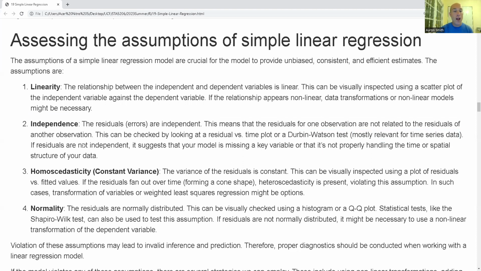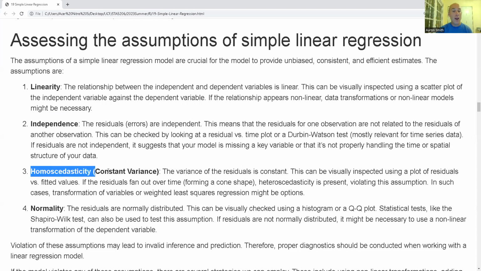If residuals are not independent, it suggests that the model is missing a key variable, or it's not properly handling the time or spatial structure of your data. This can be a very complicated situation to work with. I have a video in my time series playlist talking about what to do when we have autoregression in our residuals. It is well and truly beyond the scope of the class, but it's a good video if you're interested.